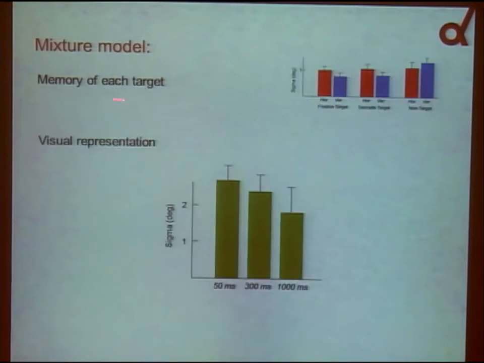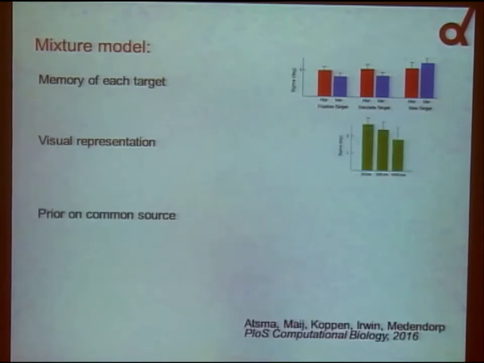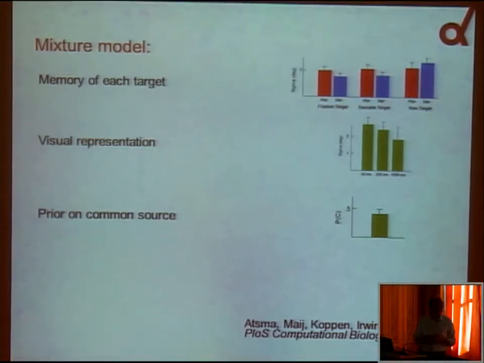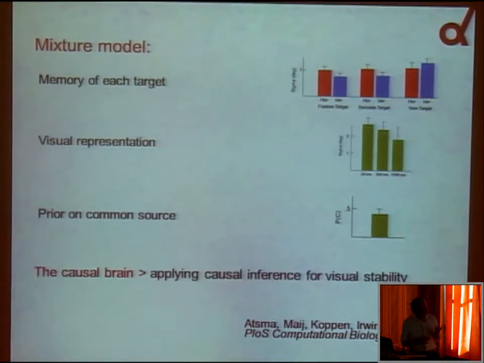You can also look at the visual representation, and as you can see, if you present the visual target longer, the representation gets a little bit better. It's also, to us, quite sensible. And you can also look at how much subjects a priori assume that objects move or not move. You can also fit that value, and you get a value of about 50%. Subjects, on average, assume about 50% that objects will move or will not move. So this causal inference model can really explain these data.